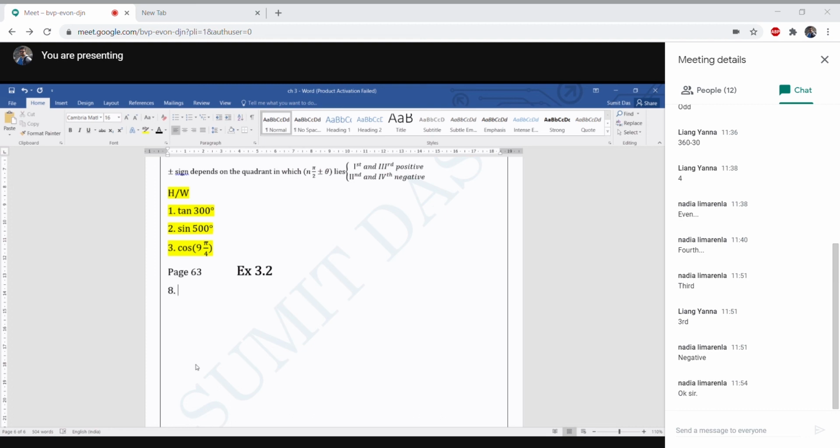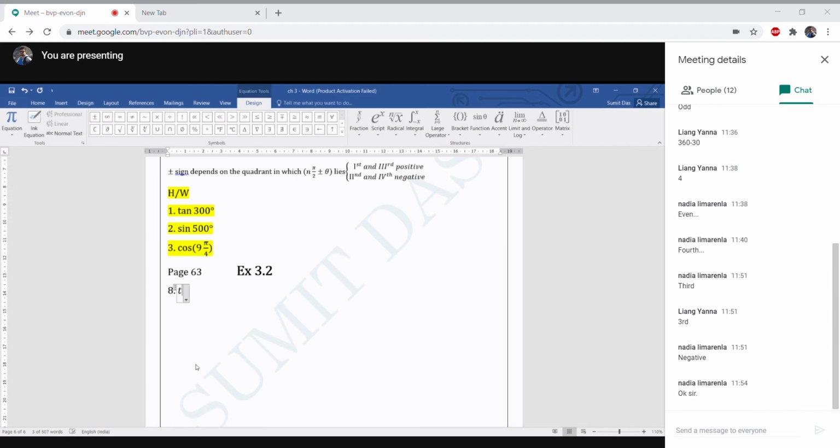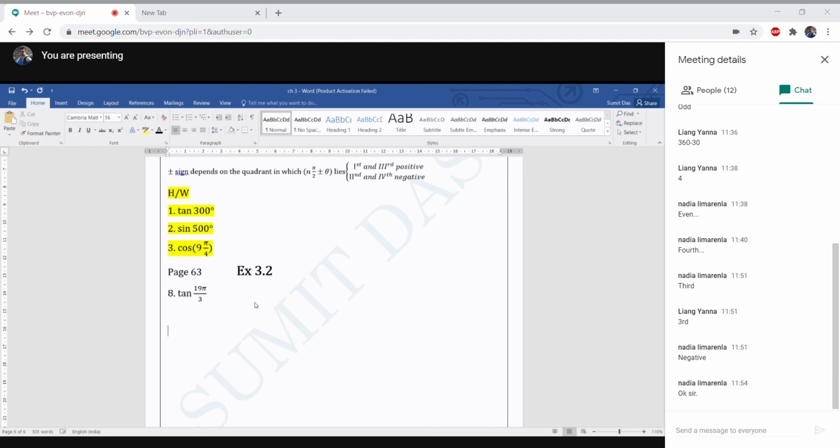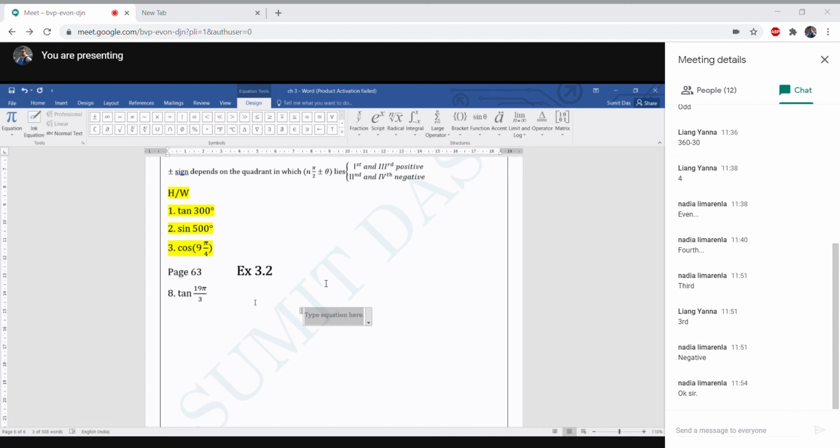Those who have the book can use the book. Tan of 19 pi by 3. Okay, so now how to do this one? Same technique. We have to write this in pi by 2 plus something, right?